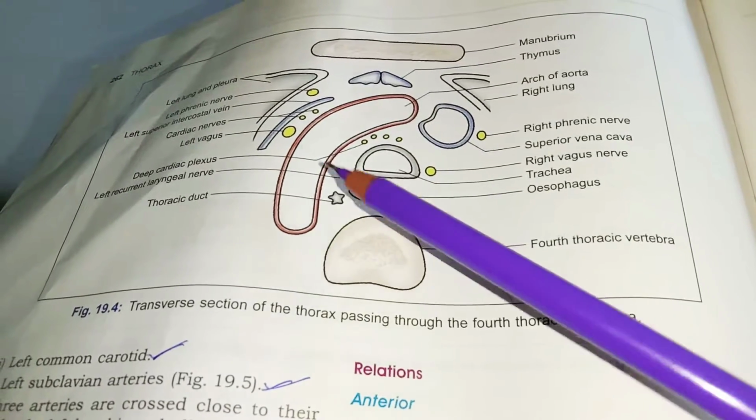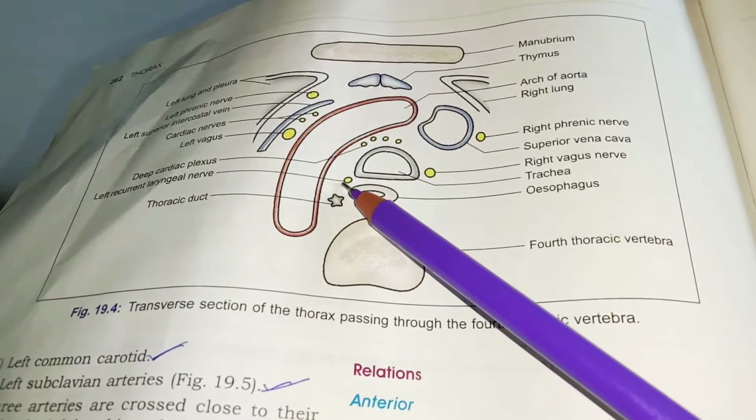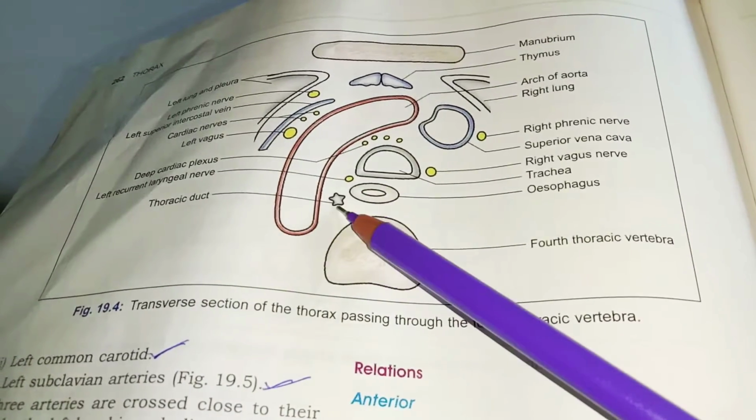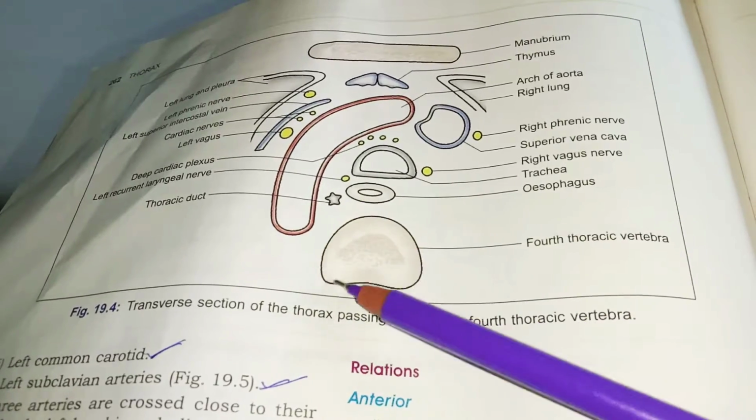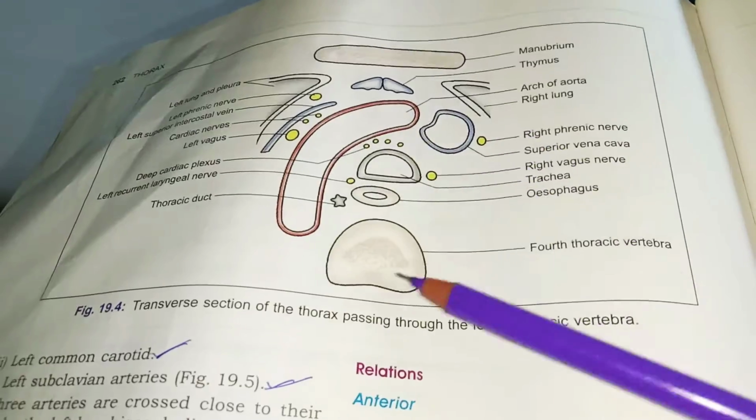And also you will have the left recurrent laryngeal nerve. So this is the left recurrent laryngeal nerve. And also you will find the thoracic duct, and the vertebral column, of course, the T4 vertebra. So these are all the structures which are posteriorly located.